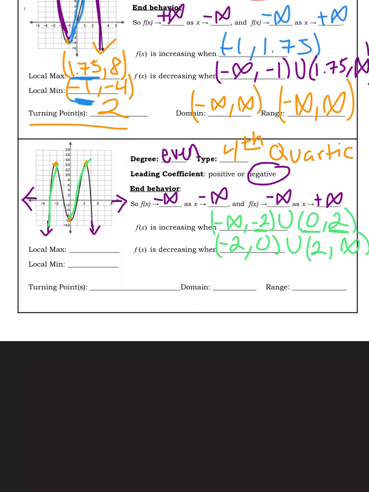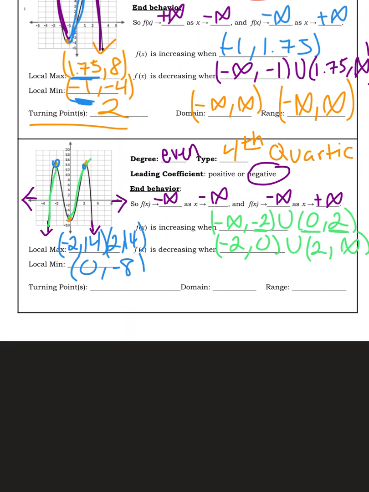Alright, so our local max, we actually have 2. So we're going to have a -2, 14. And then the other one is also 2, 14. So one positive, one negative. Our local min, though, is going to be at 0, -8. Our turning points, well, that's going to be our local max and mins.